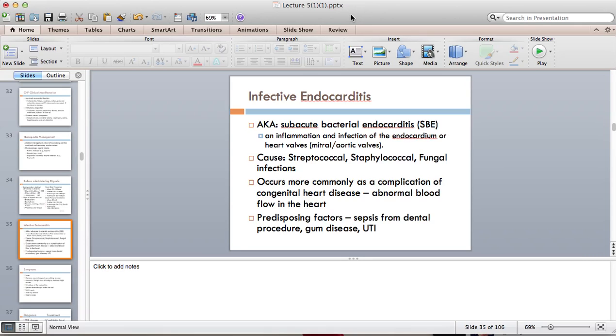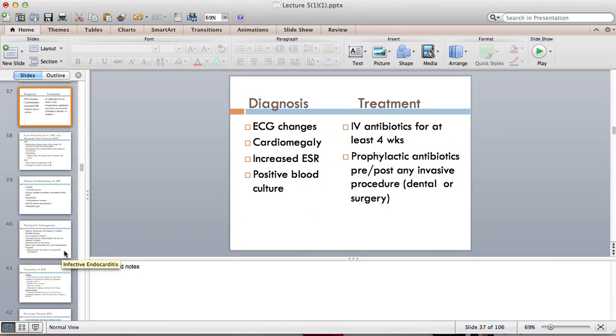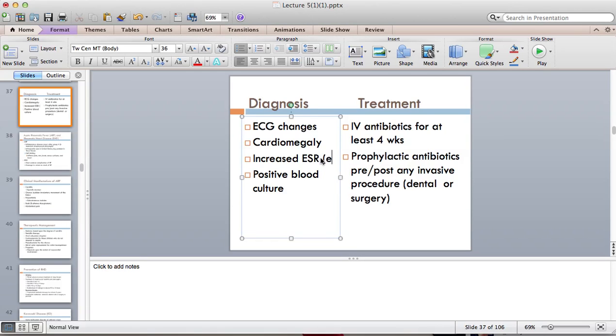Okay. So again, our symptoms will be fever and all that. What we would like to do is the EKG, notice the EKG changes and an increase in erythrocyte sedimentation rate. Of course, we do a positive blood culture, which will not tell us exactly where that problem is, but we will look at the symptoms. And of course, we would like to treat the person with IV antibiotics, and then when they're going for any procedure, we do prophylactic antibiotics.